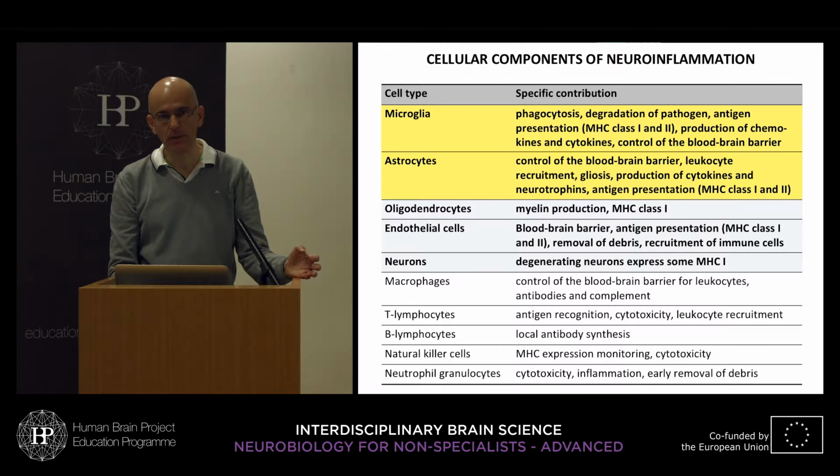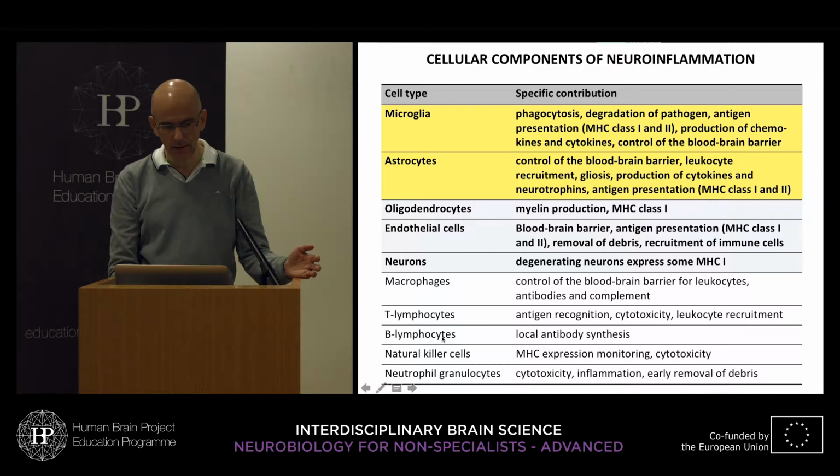Endothelial cells, which you find throughout the body, have a specific function in the brain because they build the blood-brain barrier together with astrocytes. They are also capable of antigen presentation via MHC class 1 and class 2 molecules. They can also remove debris, and they can also recruit immune cells. And finally, even neurons can interact with the immune system because degenerating neurons express some MHC class I molecules.